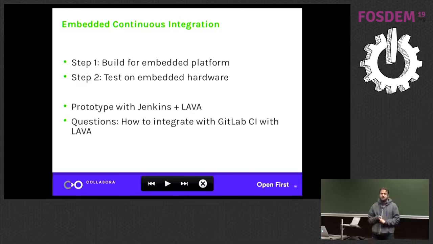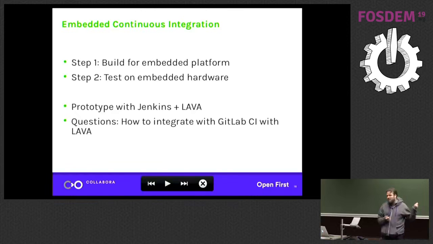The next step after that will be to actually run tests on an embedded platform. We've built a prototype using a Raspberry Pi. The prototype used Jenkins and LAVA: Jenkins to do the build and LAVA to actually run on the device. Our goal would be to replace Jenkins with GitLab CI here, so that we can actually integrate it nicely in our CI.